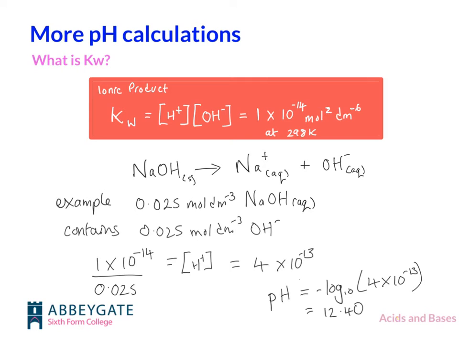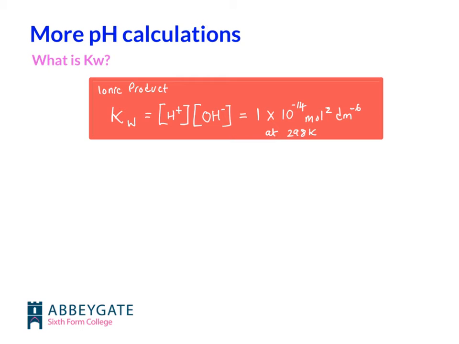So let's have another quick look at another example. Let's consider calcium hydroxide. The reason I've chosen this as my example is that when it dissolves in water, we get 1 calcium ion. So, solid calcium hydroxide, 1 calcium ion, but we get 2 hydroxide ions.